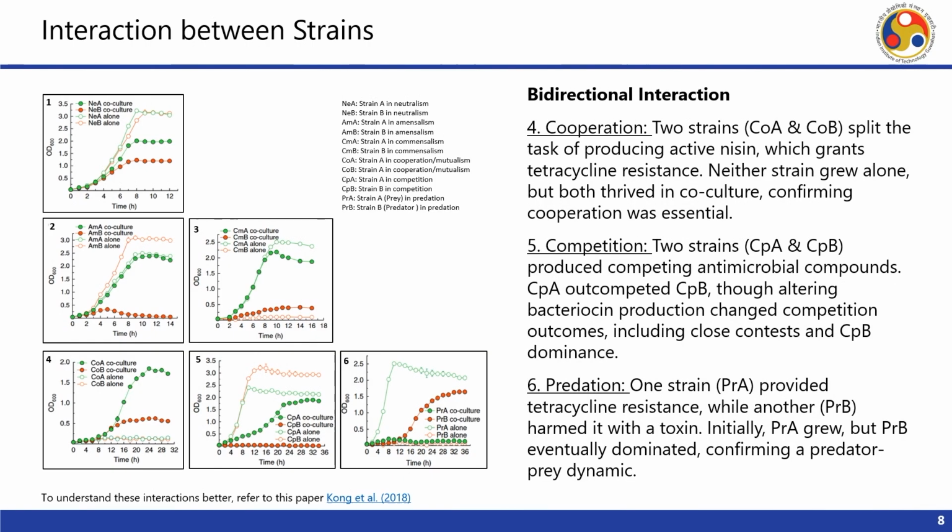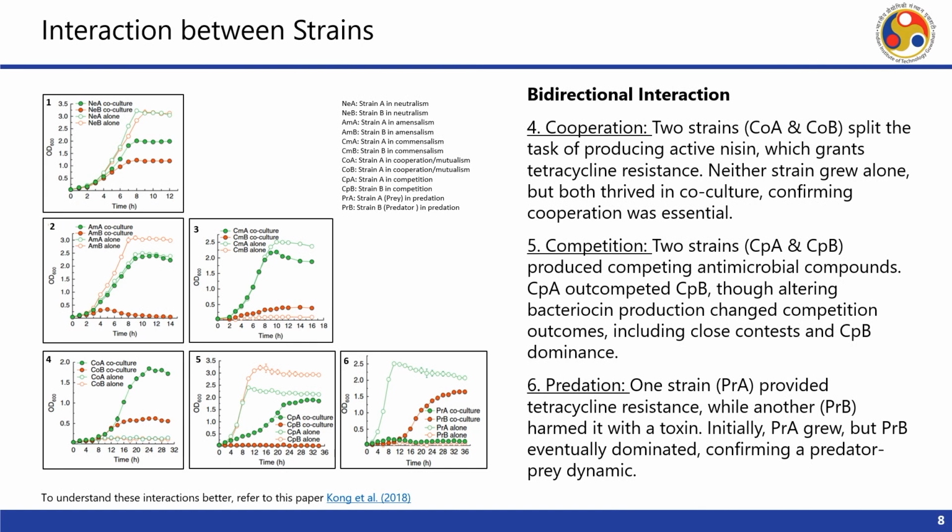Then we have the bidirectional interactions. In the case of 4, you can see two strains Co-A and Co-B split the task of producing active nisin, which grants tetracycline resistance. Neither strain grew alone, but both thrive in co-culture, confirming cooperation was essential. Then in the 5th case, there is a competition. The two competitive strains CPA and CPB produced competing antimicrobial compounds. CPA outcompeted CPB. So, altering bacteriocin production changed competition outcomes, including close contest and CPB dominant.